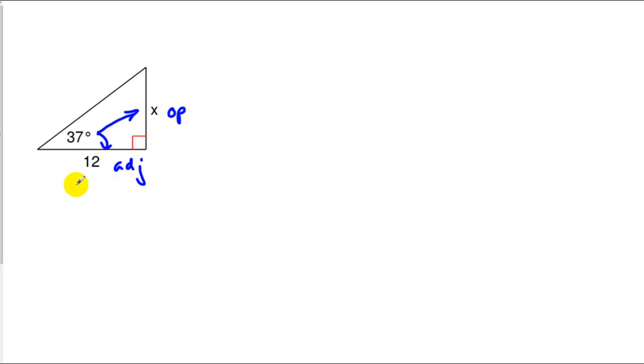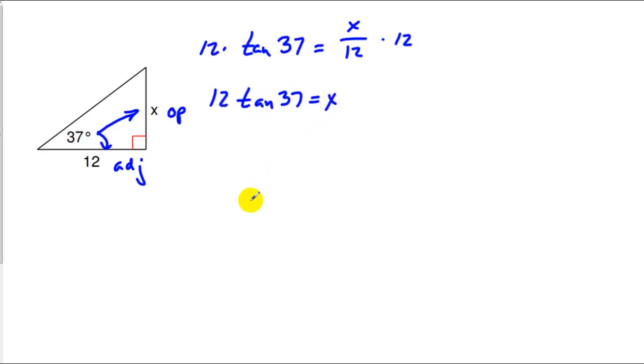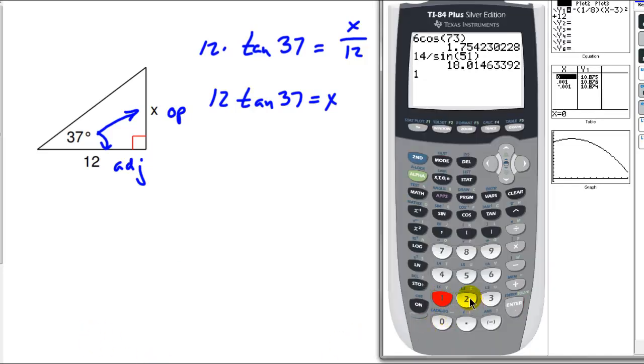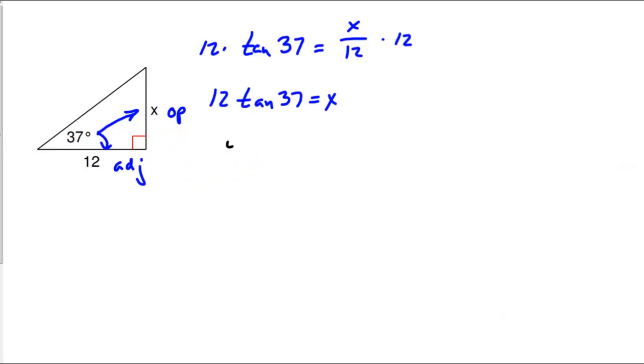So if I have the opposite and the adjacent, I'm going to use tangent. So tangent of the angle, which is 37, is equal to the opposite, which is x, over the adjacent, which is 12. I need to solve for x, so I multiply both sides by 12. And I have 12 tangent of 37 is equal to x. Again, get the calculator. So 12 tangent 37 equals, and I get 9.04. That is equal to my x value.